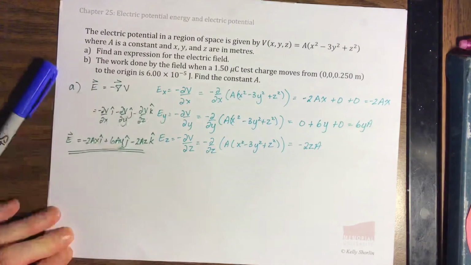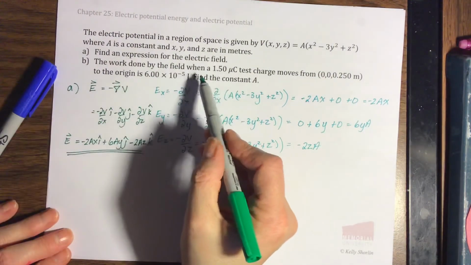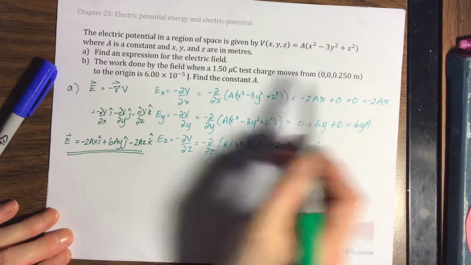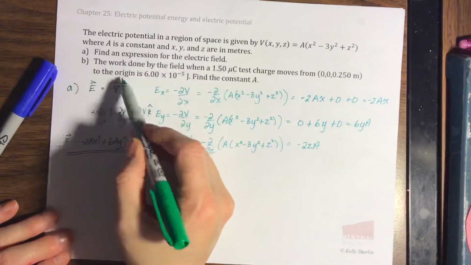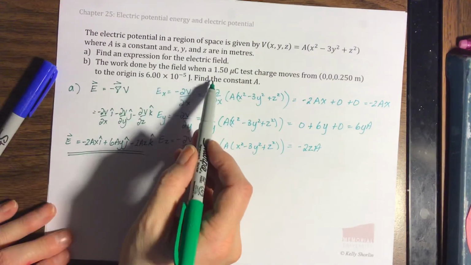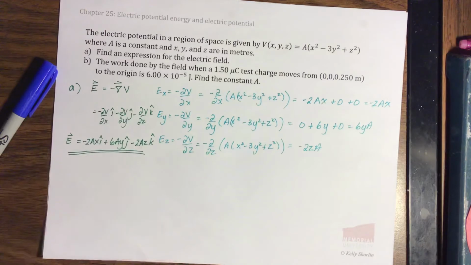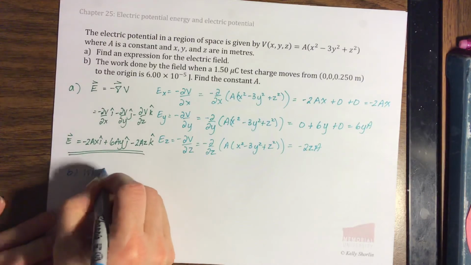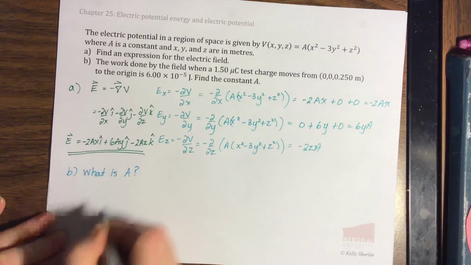And that's part A. Part B says that we know how much work is done if we move from a place where x is 0, y is 0, and z is 0.25 to the origin. So we know how much work is done on a 1.5 microcoulomb test charge, and we want to find the constant A. If you're not totally sure how to do this right off the bat, why not start by writing down things you know about work? And one thing we know about work is that work is minus the change of potential energy. So now we're trying to solve what is A, which is the super question.